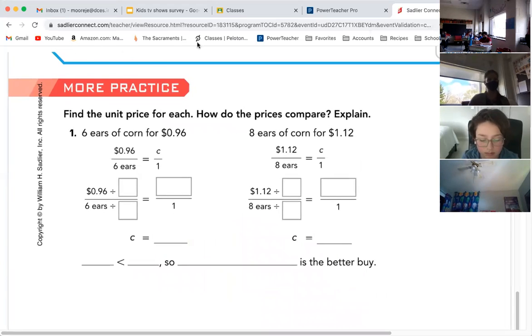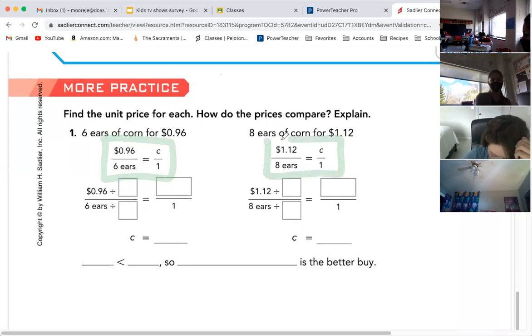All right, so we've set up, what is this thing that I'm going to put a box around called? What's this thing called? We set up a proportion. They did it for us. Put a box around the proportions.